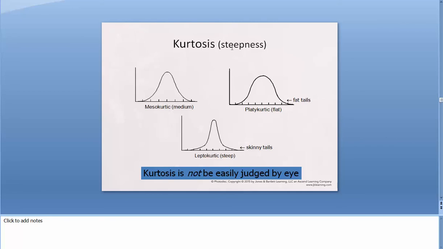As I said, kurtosis is a measure of the steepness. If you have the peak really high, and here it is much flatter and so forth. This is really steep, so this has skinny tails. This means high kurtosis.